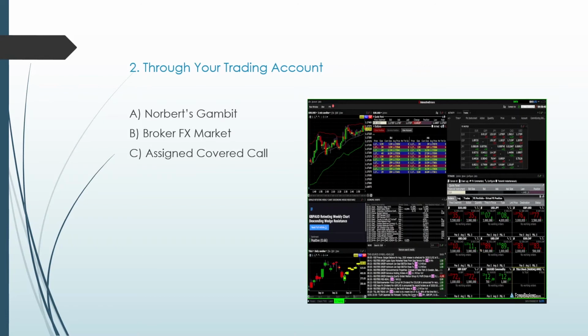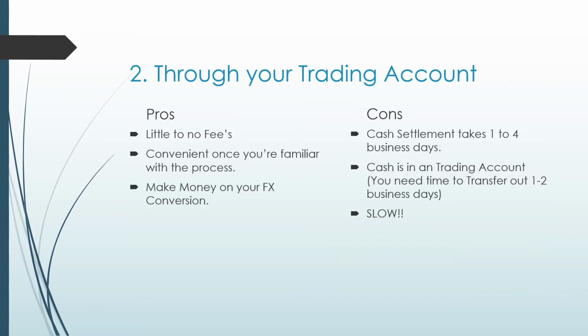So option 2, convert your foreign exchange through your trading account. There are 3 strategies highlighted that I'll go over briefly with you guys. You got A, Norbert's Gambit, B, broker's foreign exchange market, C, assigned covered call, which is my favorite. So through your trading account, there are pros and cons. Little to no fees, convenience once you're familiar with the process, and there's a possibility of you making money on your foreign exchange. The cons, cash settlement takes 1 to 4 business days. Cash in the trading account, you'll have to transfer it out into an actual cash or savings or checking account. This process is a lot slower.